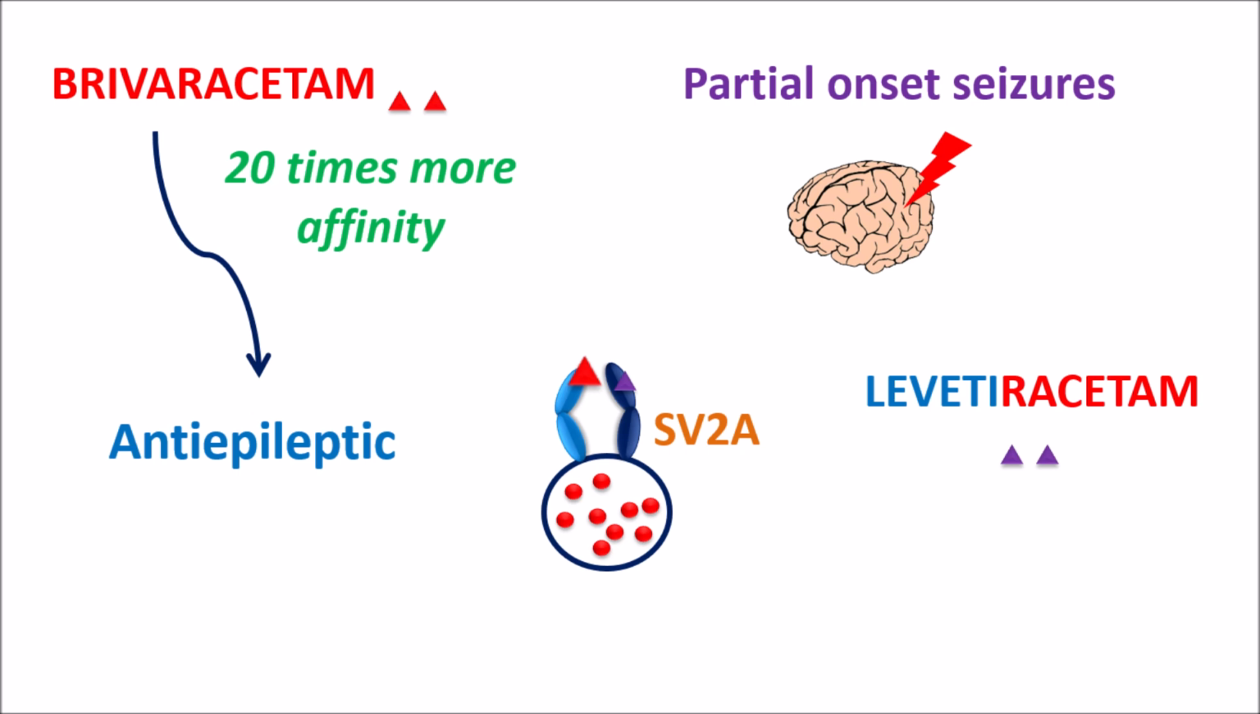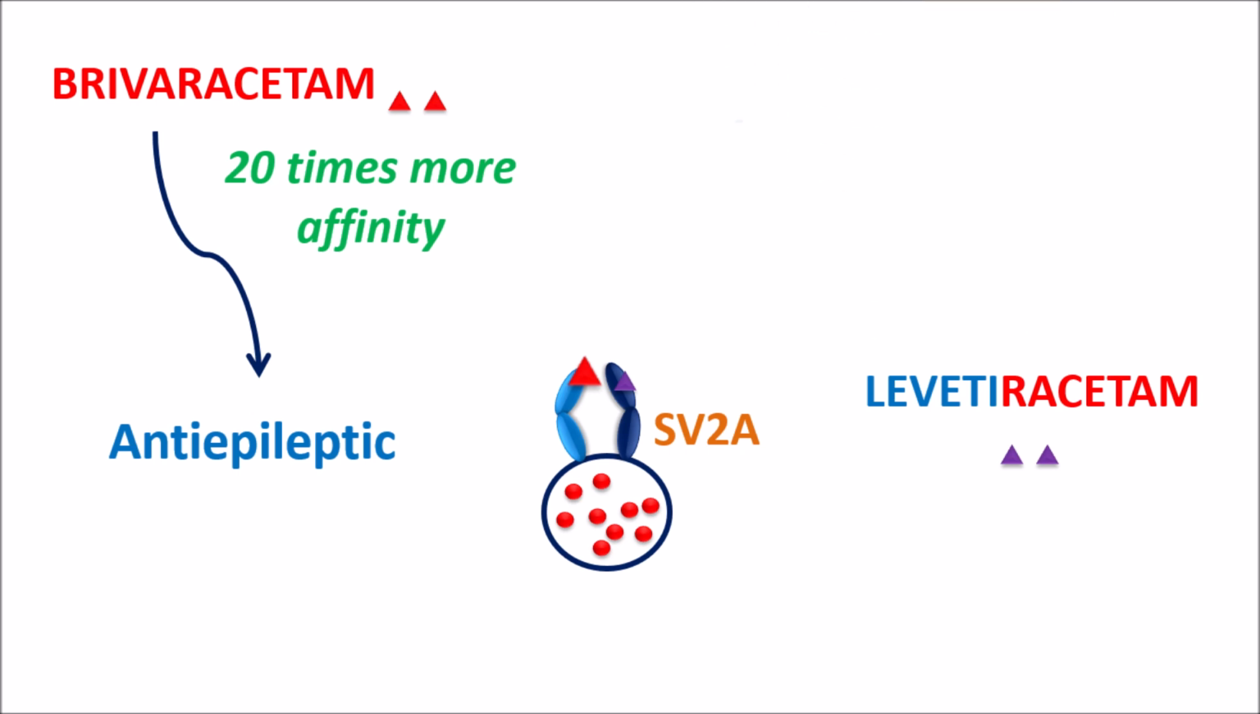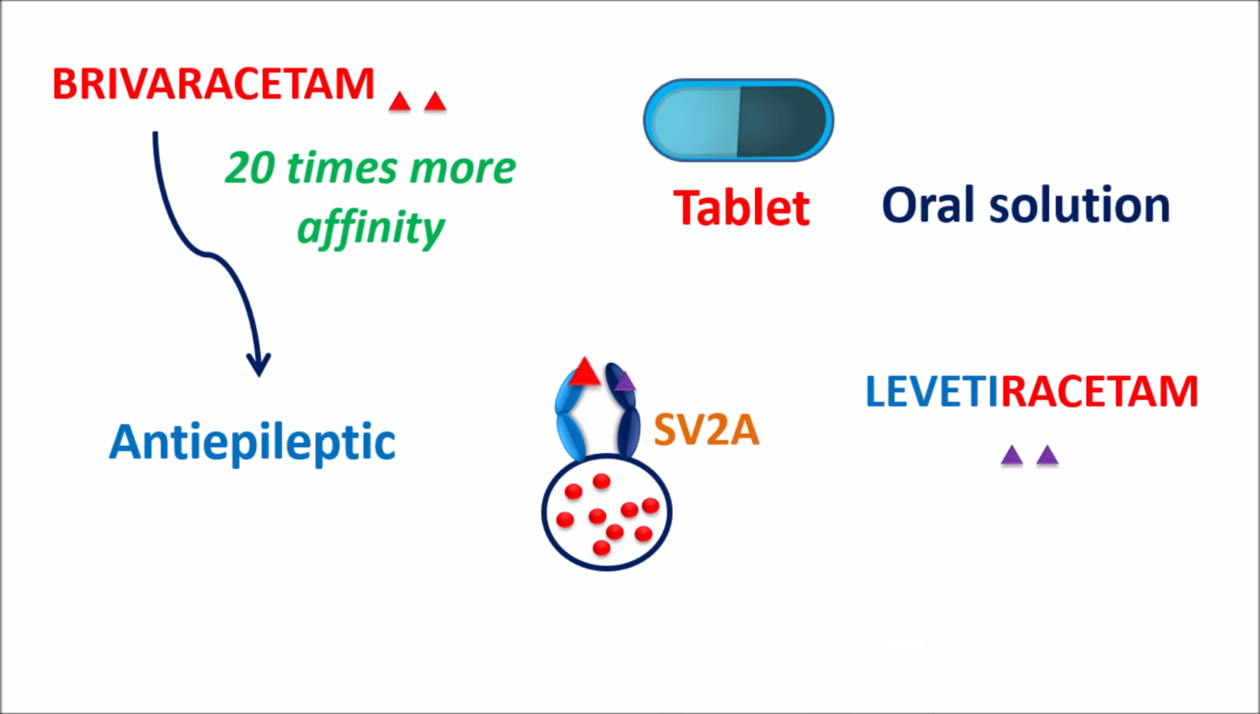So this is one of the newer agents which is used in the treatment of partial onset seizures. And this drug is available as tablet as well as oral solution. It's also available as an injection form for intravenous route. But today in this video we are going to discuss brivaracetam tablets, how to take these tablets, what is the dosage, what are the important precautions, side effects, and how this drug acts to control partial onset seizures. All these things we will discuss in this video.